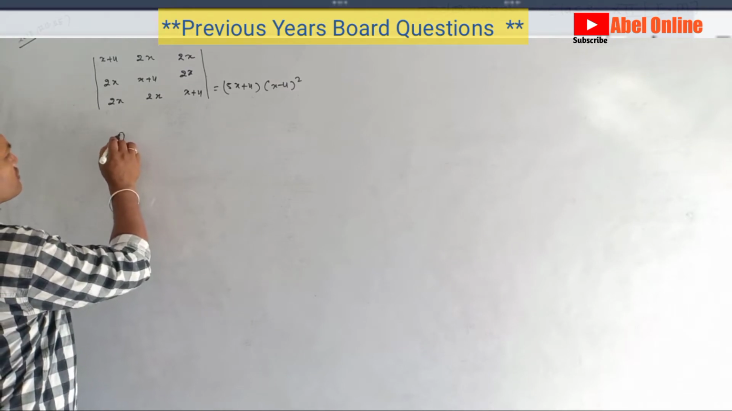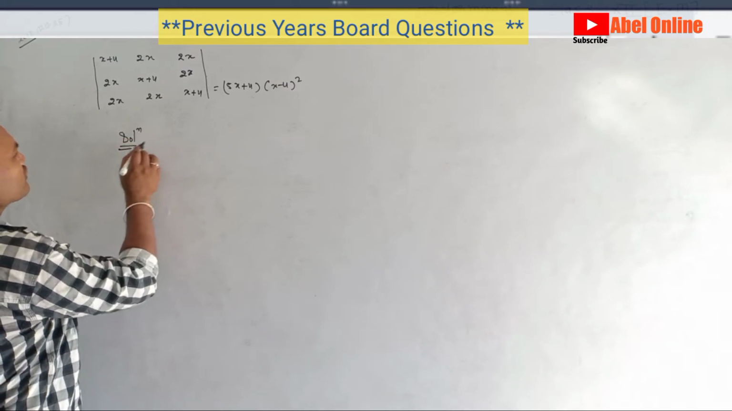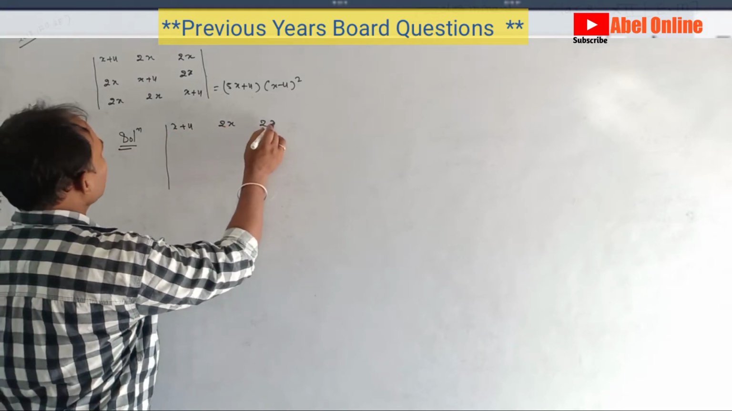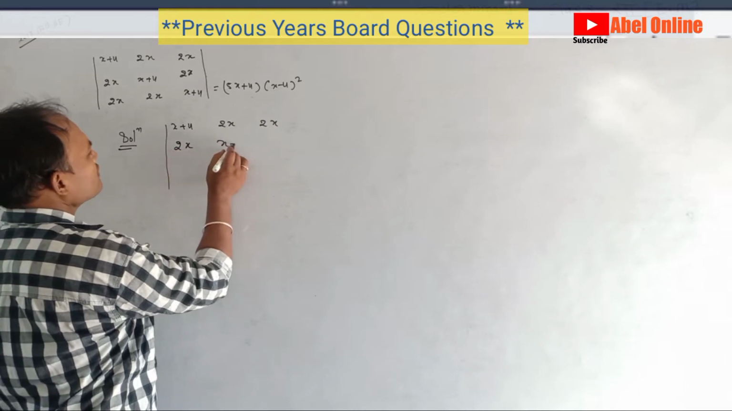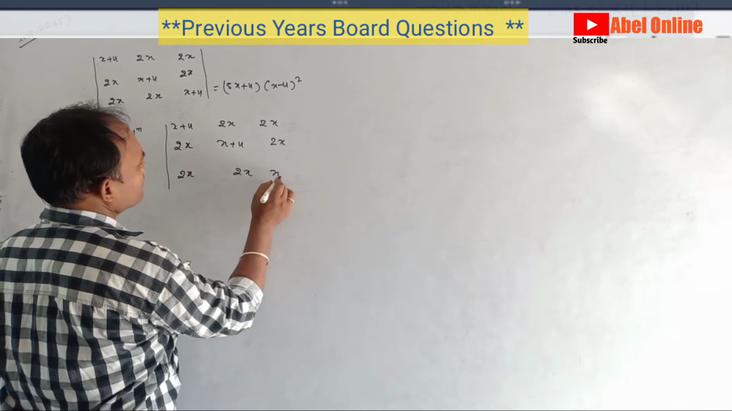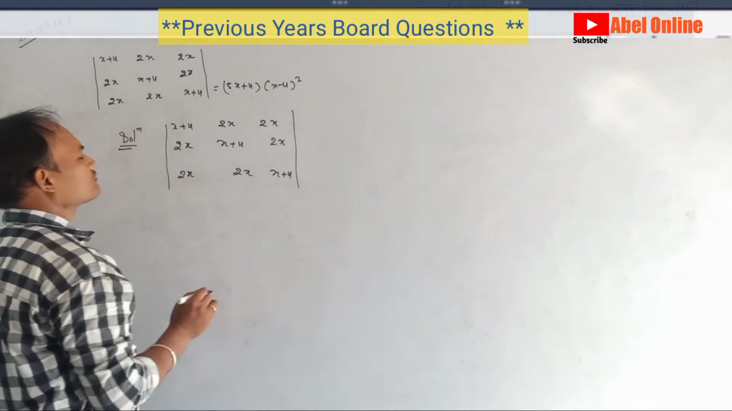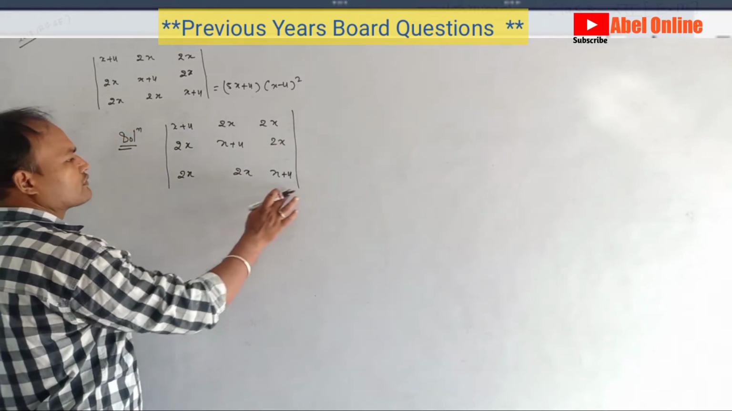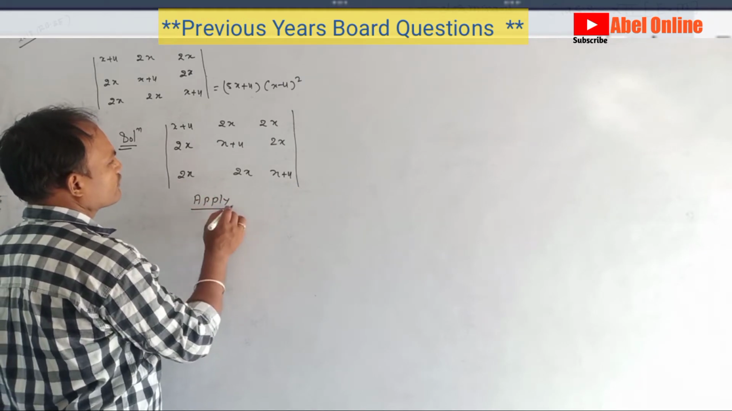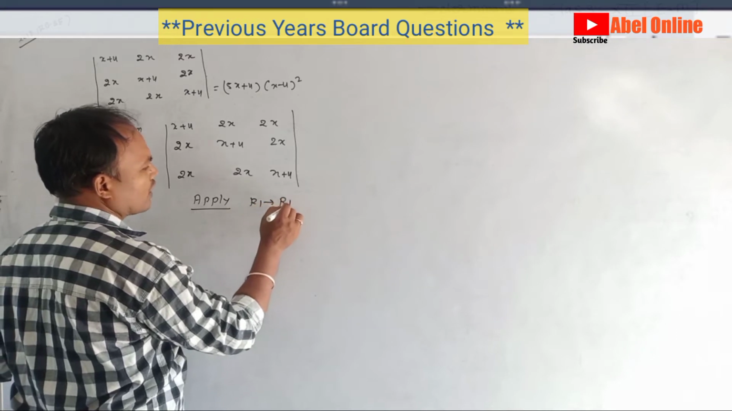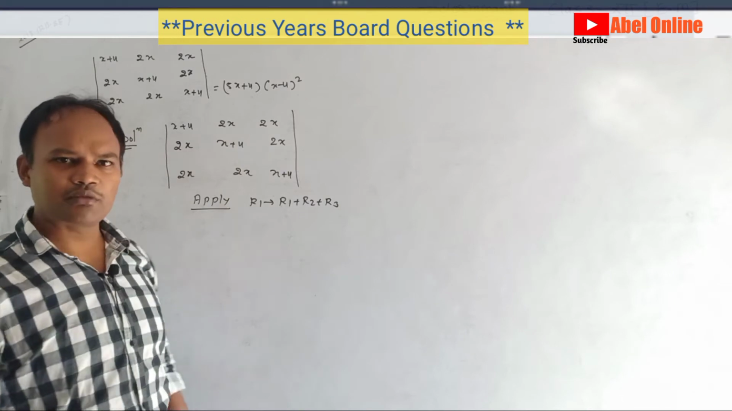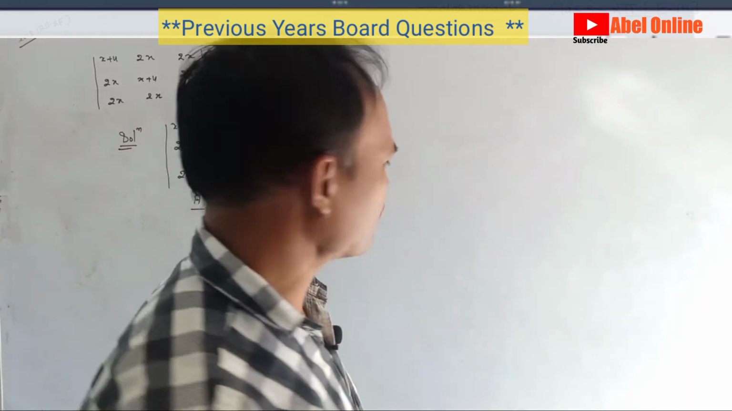Firstly, I am going to solve this question. I write again: x plus 4, twice x, twice x; twice x, x plus 4, twice x; twice x, twice x, x plus 4. So how can we solve this question? Let's see, we are going to apply R1 tends to R1 plus R2 plus R3. This is the operation and we are going to apply it.